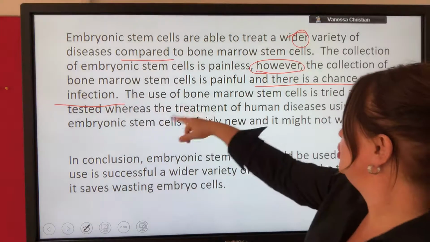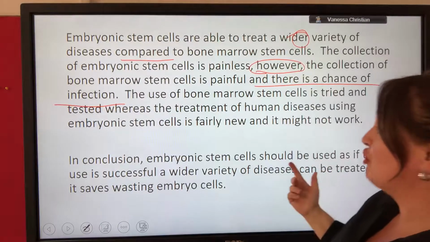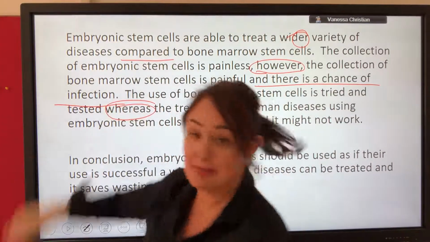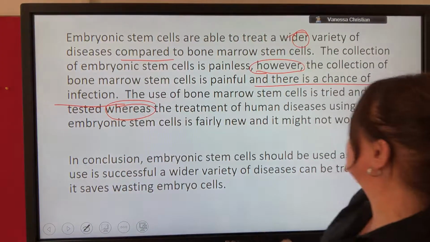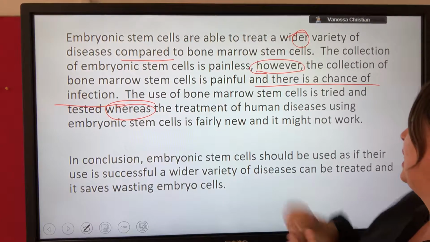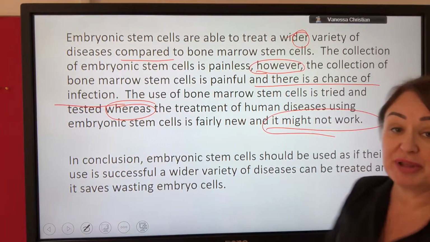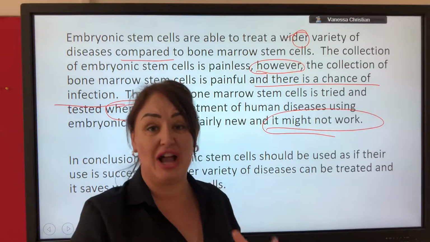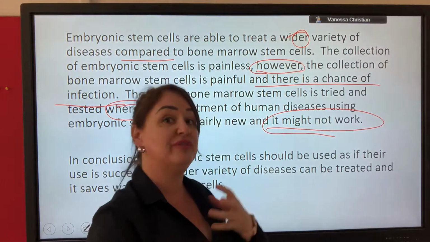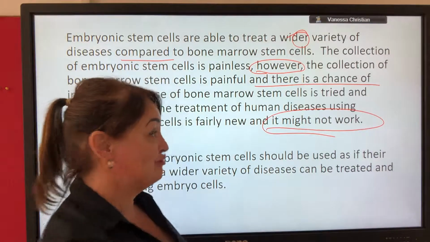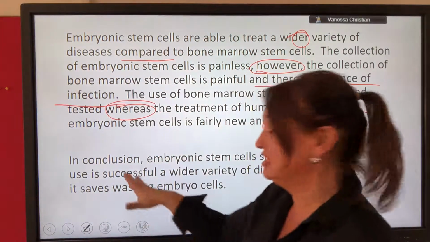The use of bone marrow stem cells is tried and tested, whereas, comparative language, the treatment of human disease using embryonic stem cells is fairly new, and it might not work. Because it's fairly new, because it's still under trial, it might not actually have the desired result. Again, we've inferred something extra from the text. Brilliant. Okay, what else? Here's our conclusion.